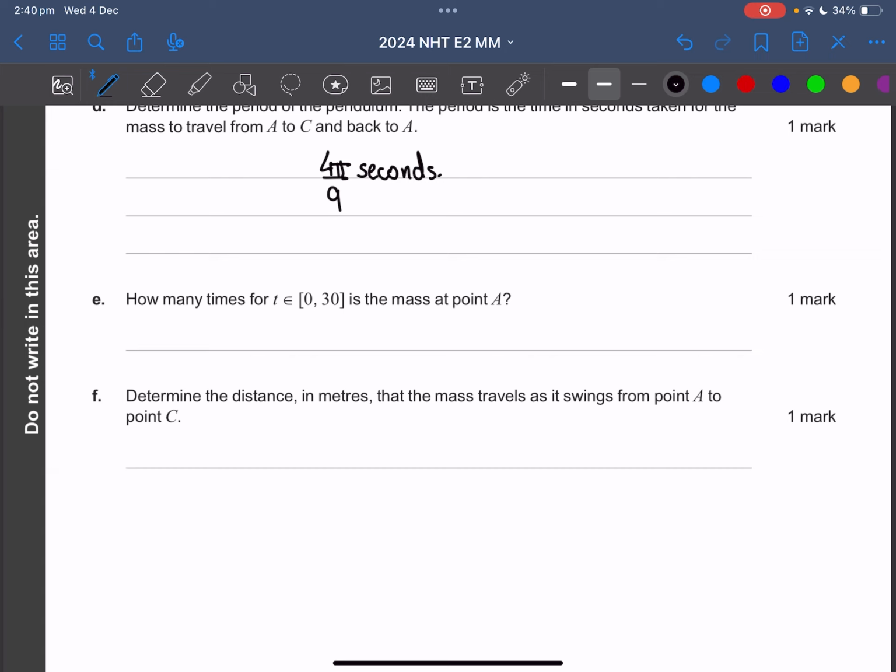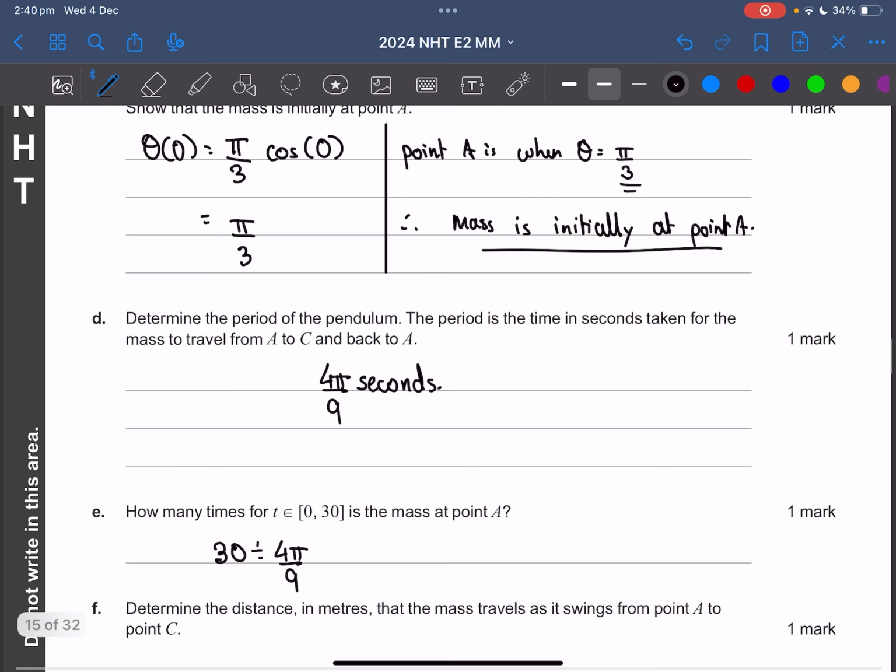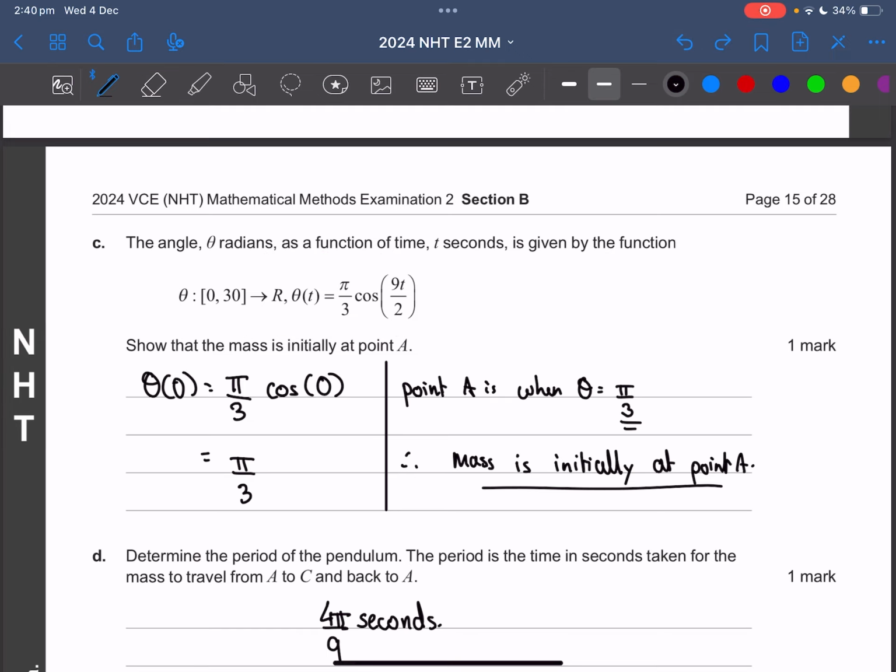Okay, so let me draw a quick visual. Let's say this is our starting point and this is my string, and this is at point A at the moment, right? So that's one period and it's back at point A. That's second period and it's back at point A. That's third period and it's back at point A. So all the question is asking us to do is to find the number of periods that occur between 0 and 30. Now how do we find that? Well, that's pretty simple. We can simply divide 30 by 4 pi on 9, right? Because that will give us the number of periods of this graph over here that happens between 0 and 30.